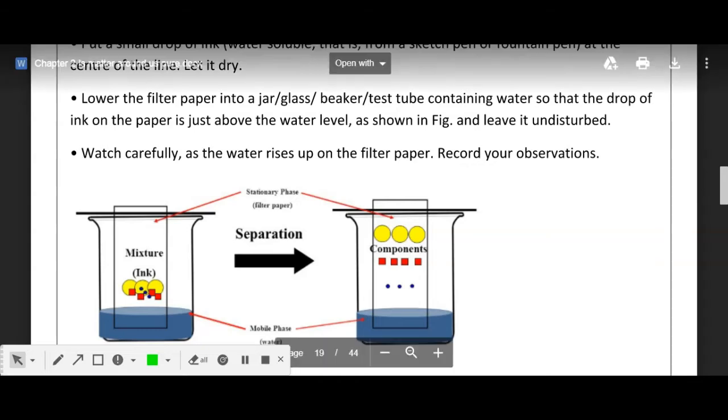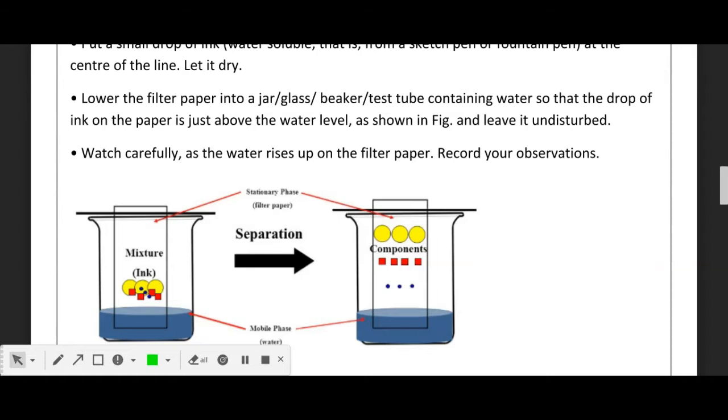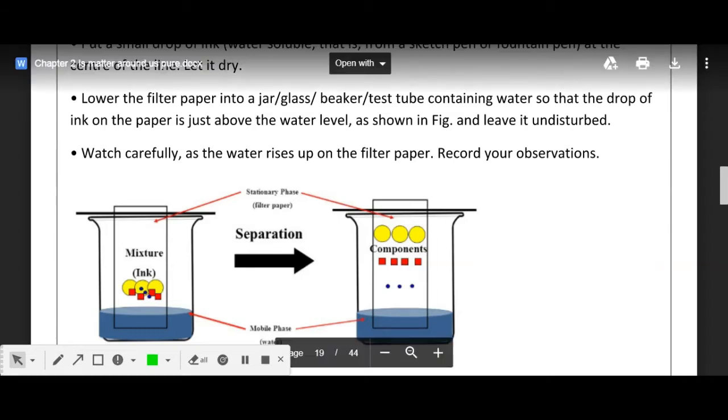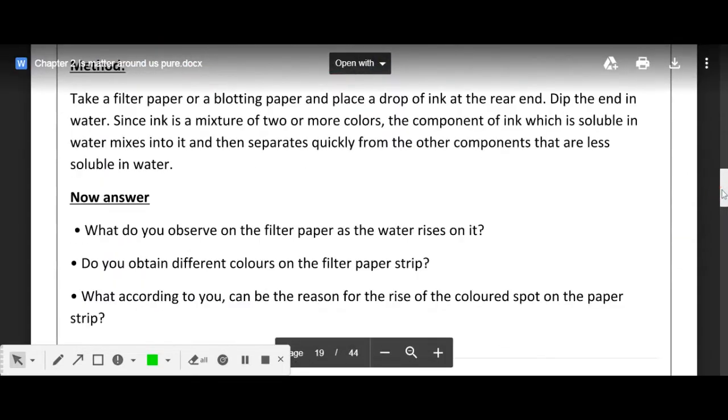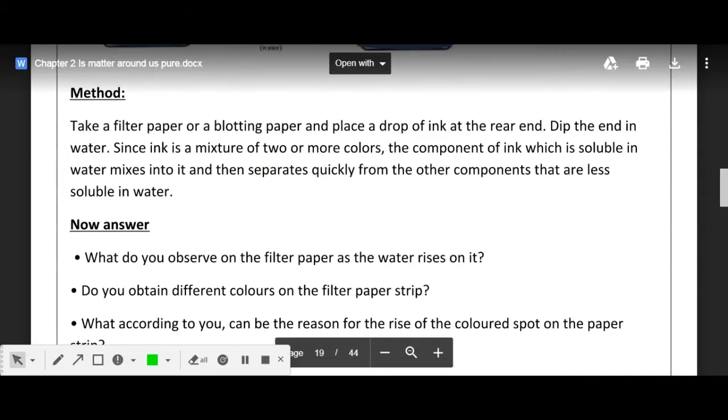So what will happen? Lower the filter paper into a beaker containing water so that the drop of ink is just above the water level. Now you can see these drops of ink are just above the water level, and leave it undisturbed. What will happen? Watch carefully as the water level rises up on the filter paper. Record your observation. Slowly, what does the filter paper do?